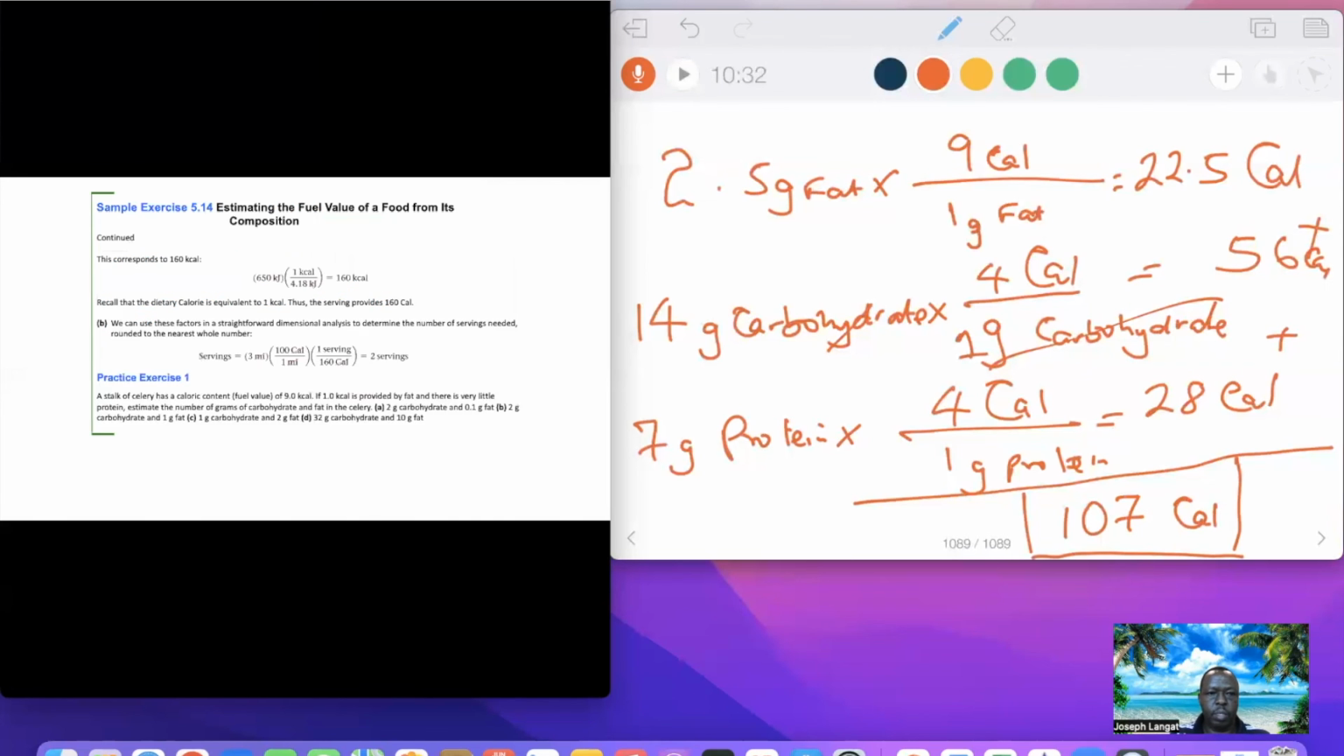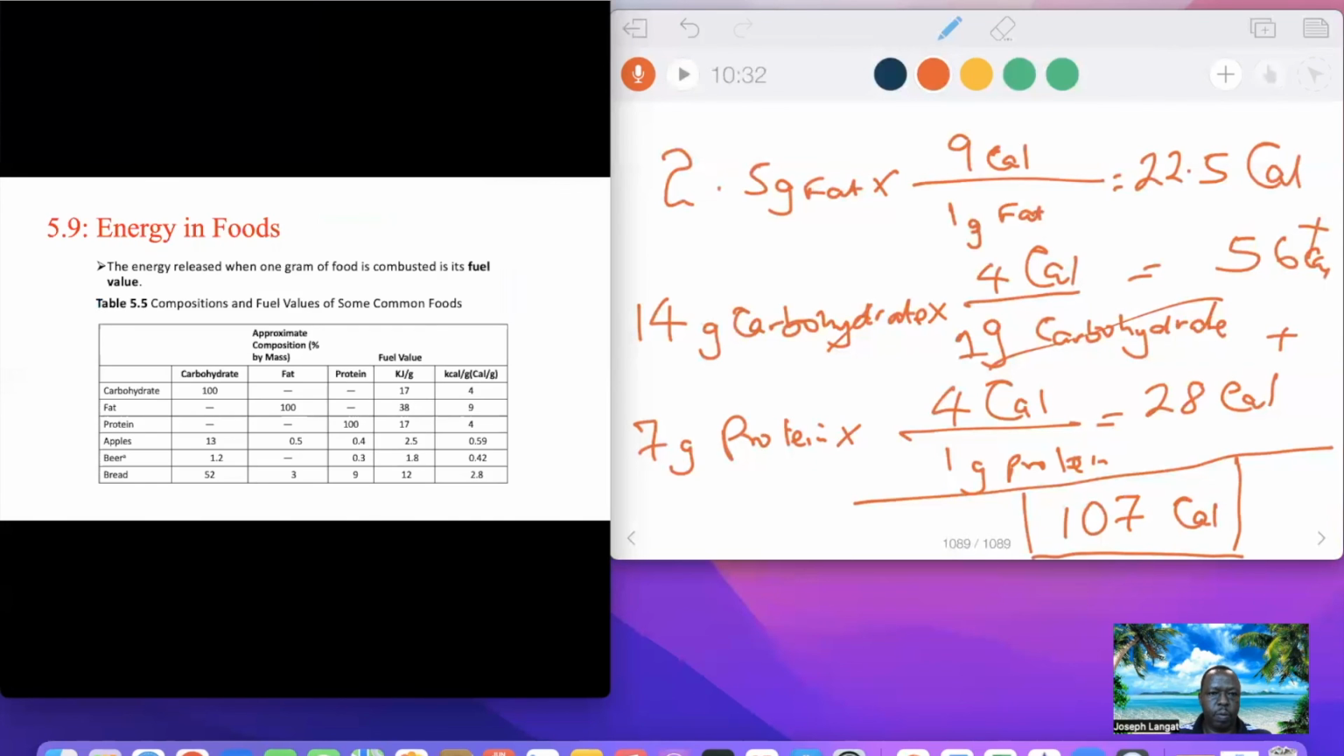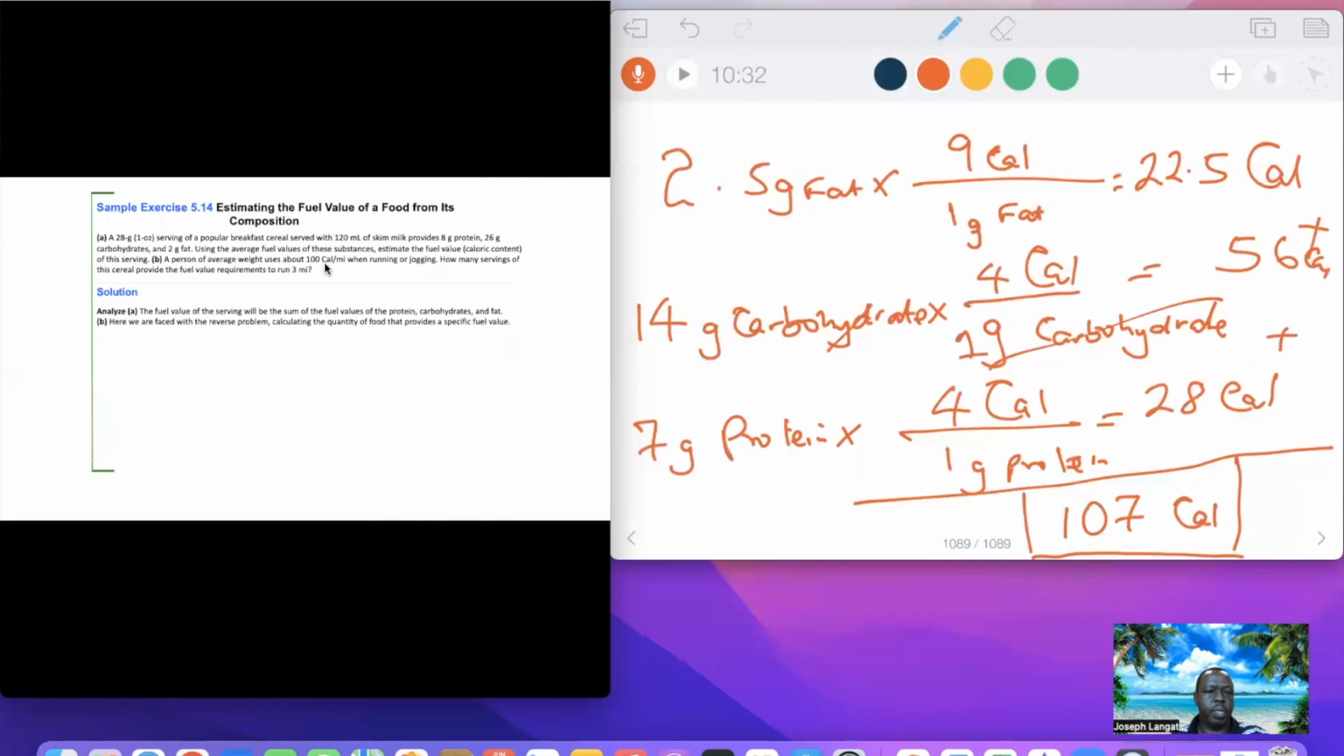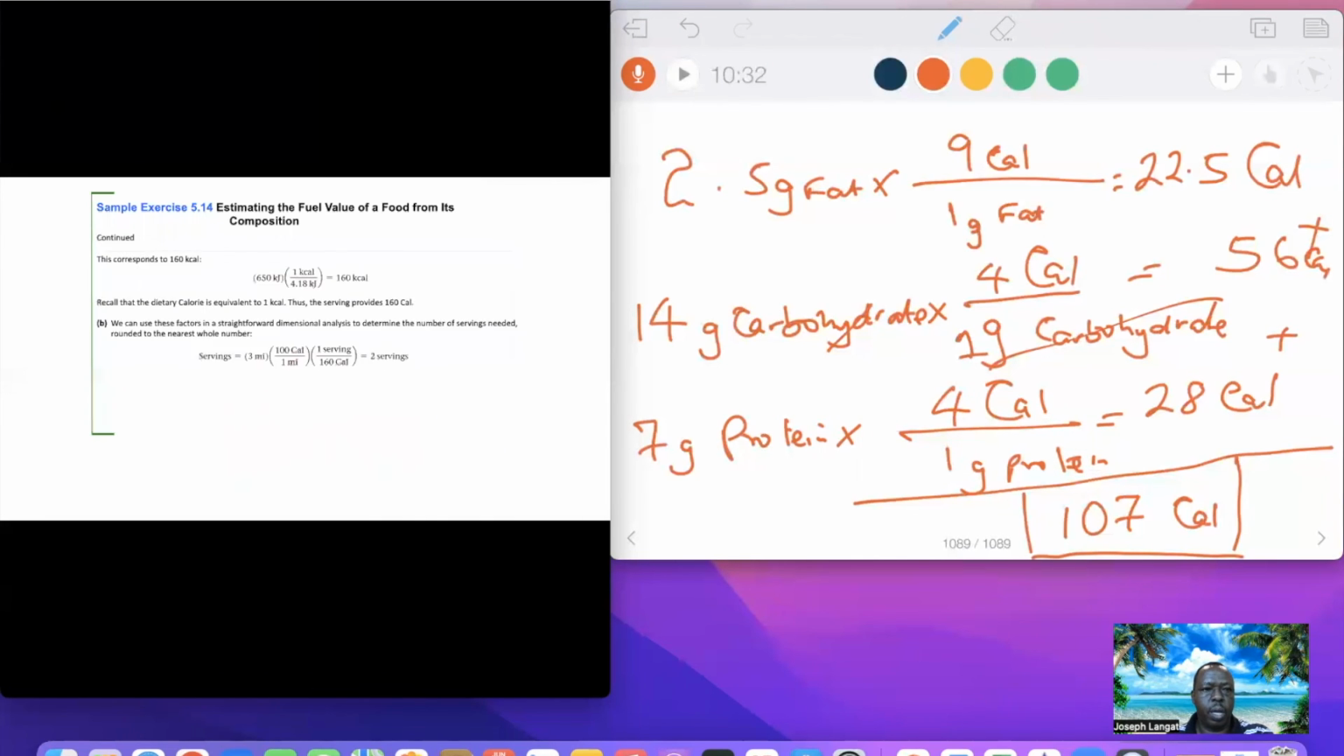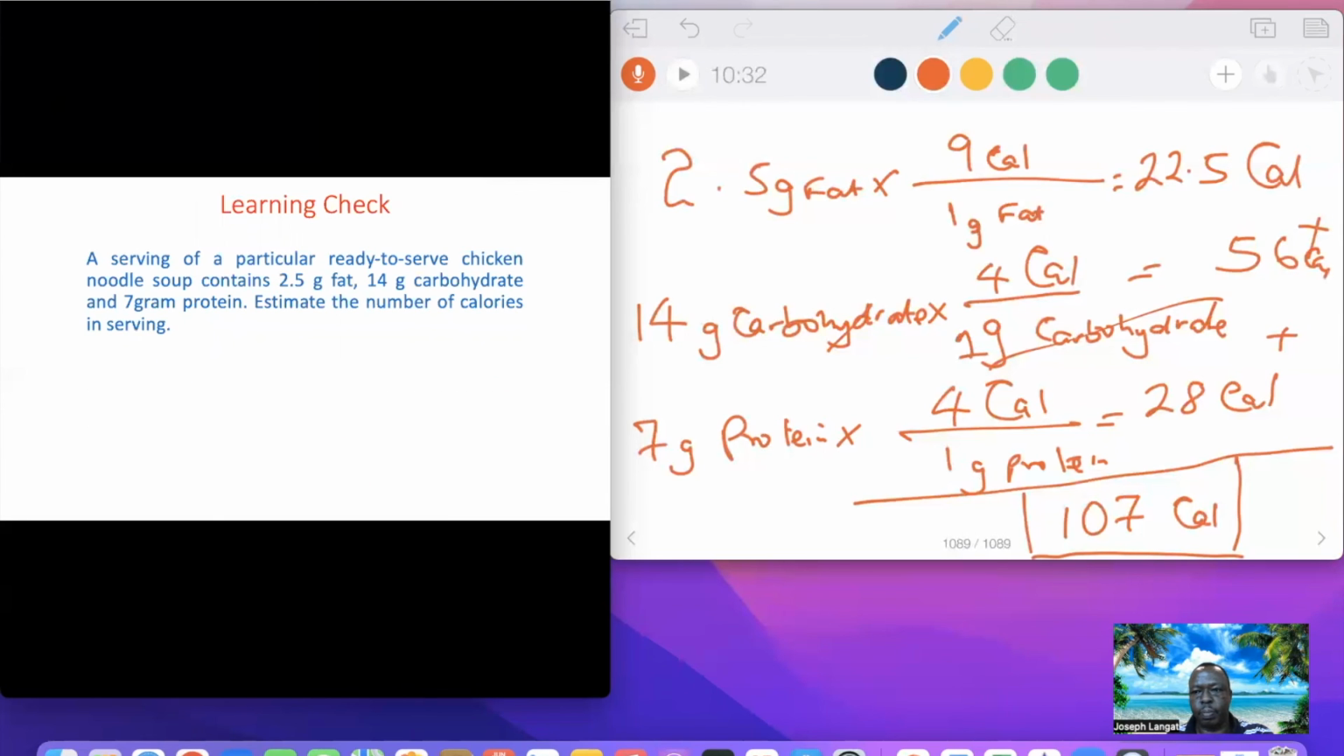Please take note of the conversion factor: if we are using fuel values in kilojoules, we use those values. But we are looking for calories, so we use 4, 9, and 4. Please, use the appropriate unit given in the problem. With that, I just want to end Chapter 5.